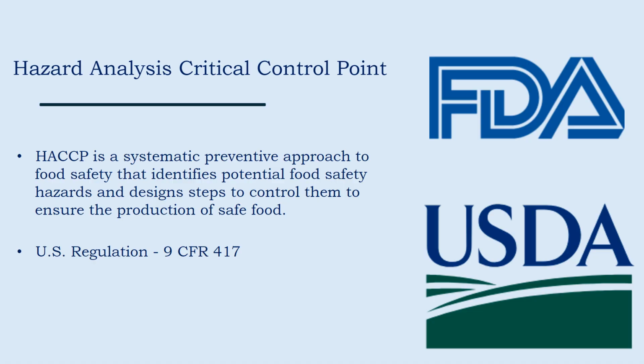Hazard Analysis Critical Control Point, or HACCP, is a systematic preventive approach to food safety that identifies potential food safety hazards and designs steps to control them to ensure the production of safe food. Governments and regulatory bodies require food manufacturers to follow the HACCP methodology. In the United States, 9 Code of Federal Regulations 417 dictates the HACCP requirements that are enforced by the Food and Drug Administration and the U.S. Department of Agriculture.